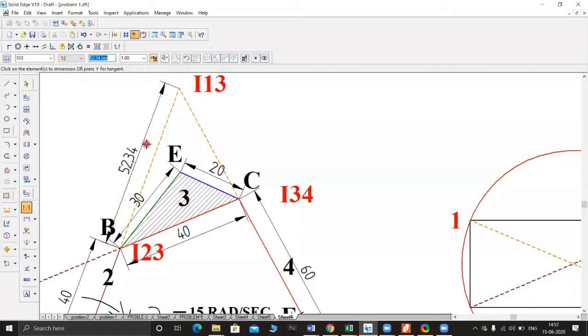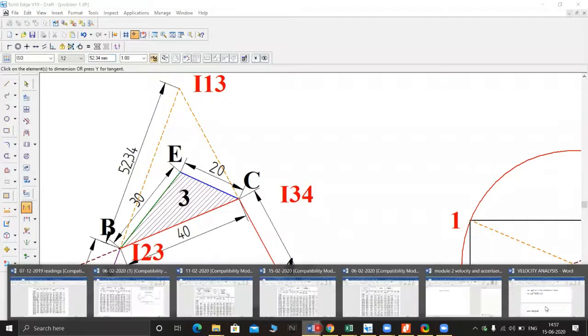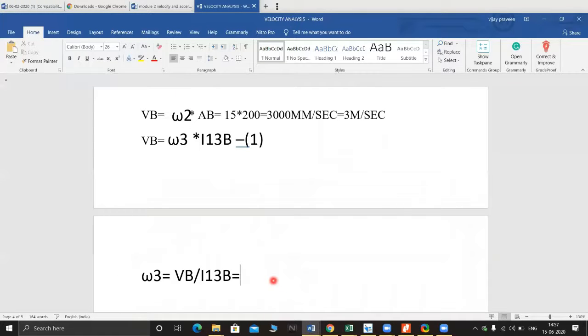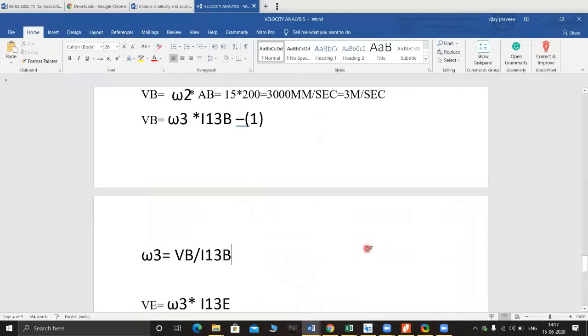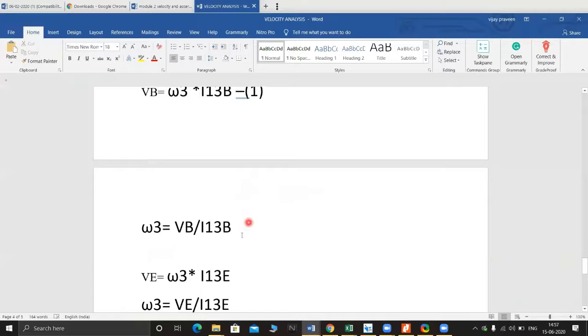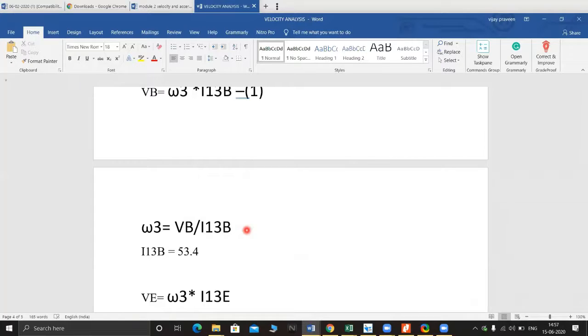I13B is nothing but this distance. This distance we got at 52.34 approximately. I13B is equal to 53.4 multiplied by the scale factor. Don't forget to multiply here because we need to take the original scale. The scale factor I have taken as 5. Therefore, 53.4 into 5, how much will we get?